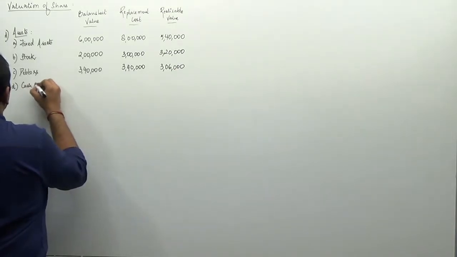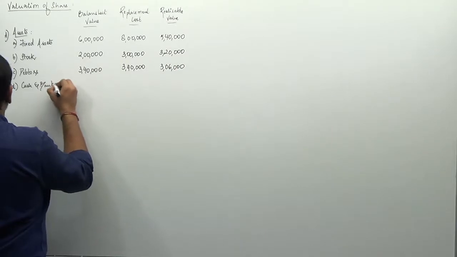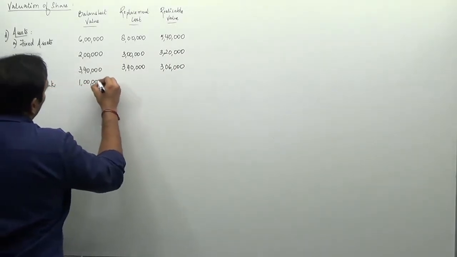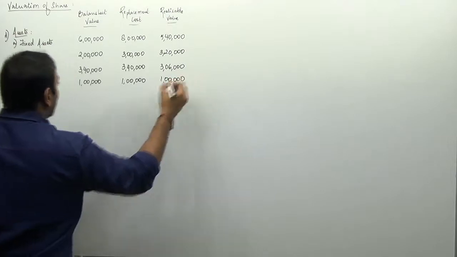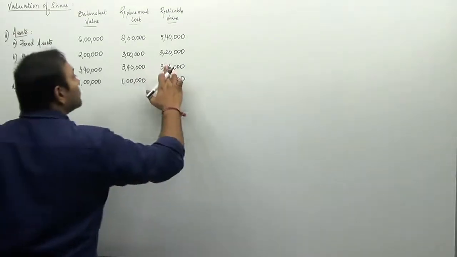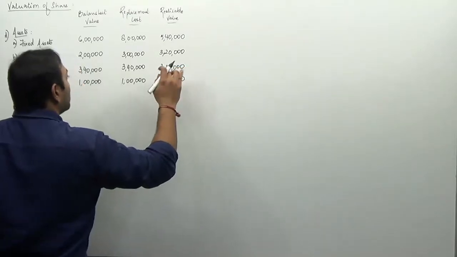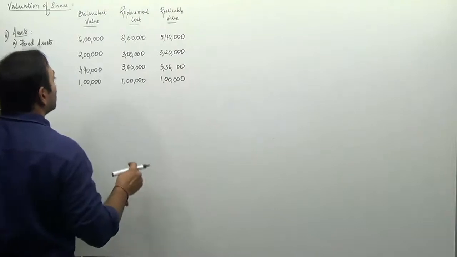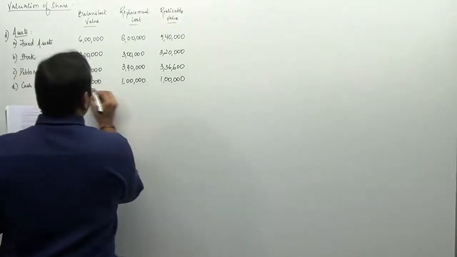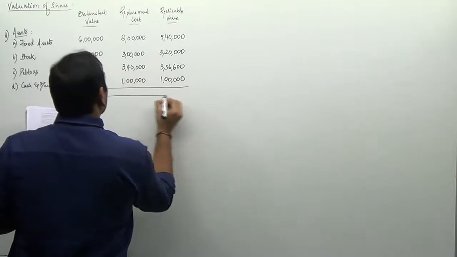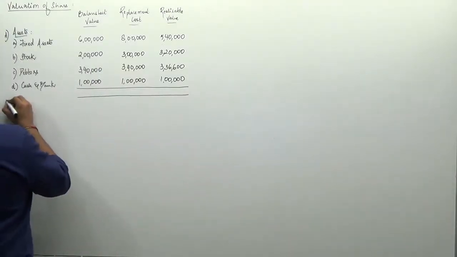Then cash in bank. Balance sheet value 1 lakh. If you replace it also, you get 1 lakh only. Even if you realize it also, you get 1 lakh only. Cash in bank will not change, guys. Simple reason, cash always has the same value. There is no change in these values of cash and bank. That is total assets. Then come to your liabilities.